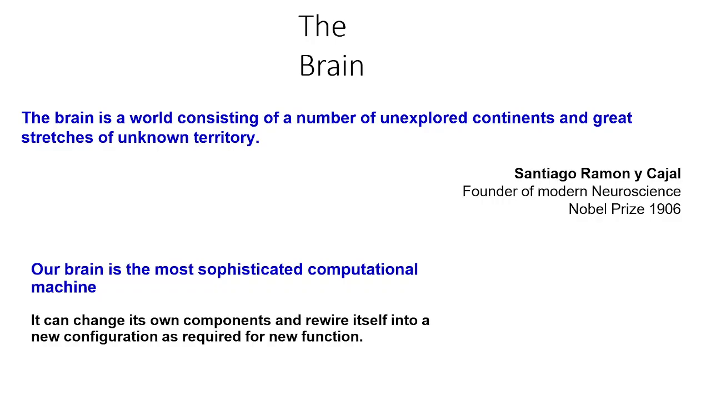As one of the famous founders of modern neuroscience, Nobel Prize winner in 1906, Santiago Ramón y Cajal said, the brain is a world consisting of a number of unexplored continents and great stretches of unknown territory. Our brain is the most sophisticated computational machine, able to rewire itself and modify its own components to support new functions. That is, it's plastic.